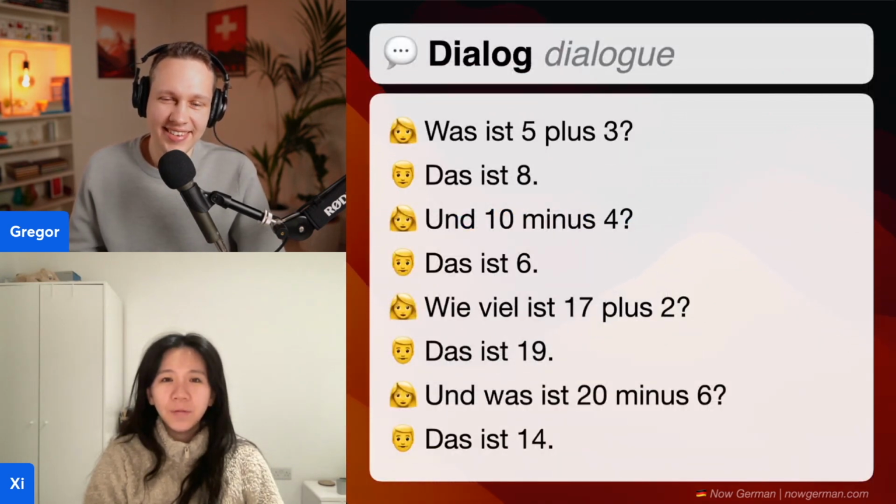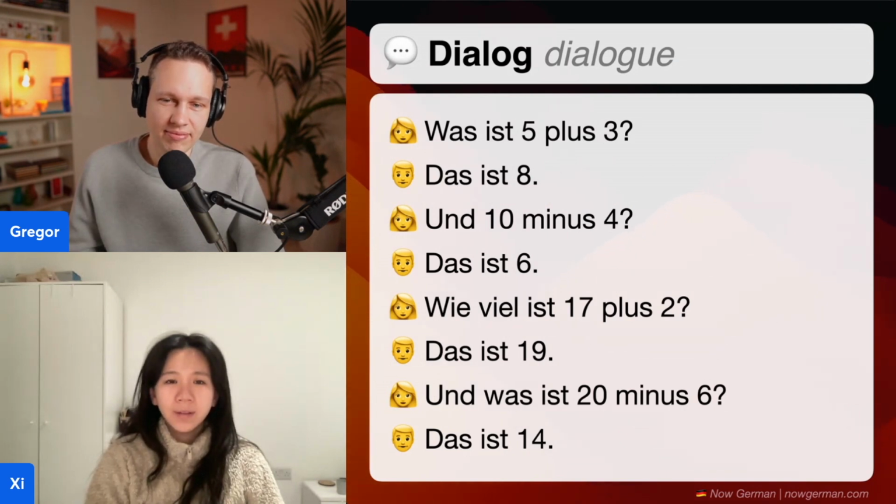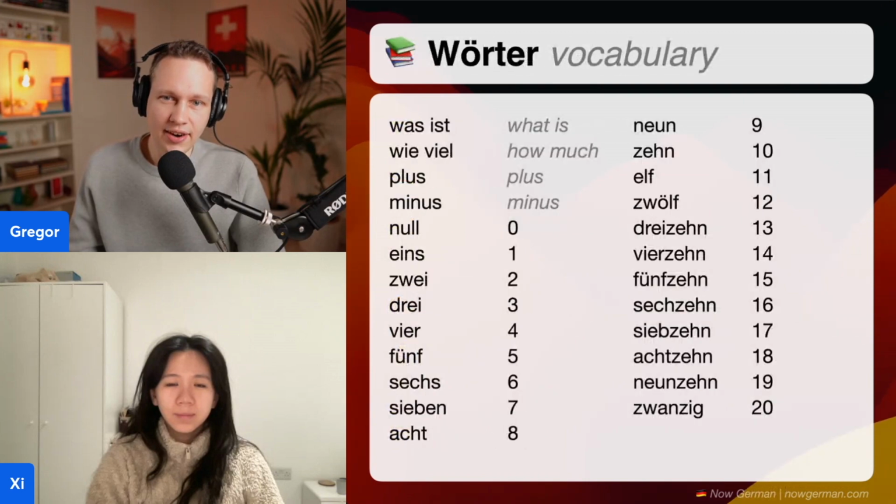Was ist 5 plus 3? Das ist 8. Und 10 minus 4? Das ist 6. Wie viel ist 17 plus 2? Das ist 19. Und was ist 20 minus 6? Das ist 14. All right, let's look at our vocabulary.